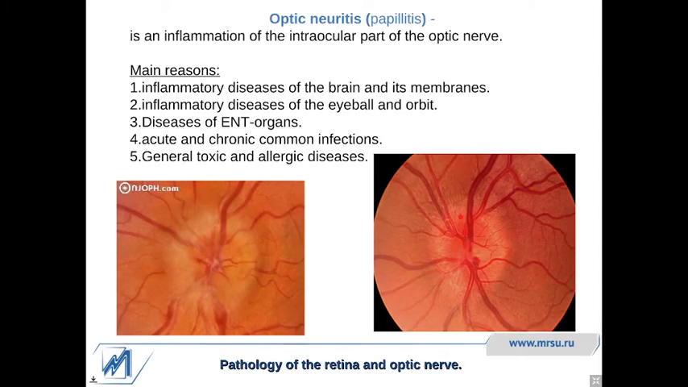The next disease is due to the optic nerve. It is papillitis, optic neuritis or papillitis. It is inflammation of the intraocular part of the optic nerve.